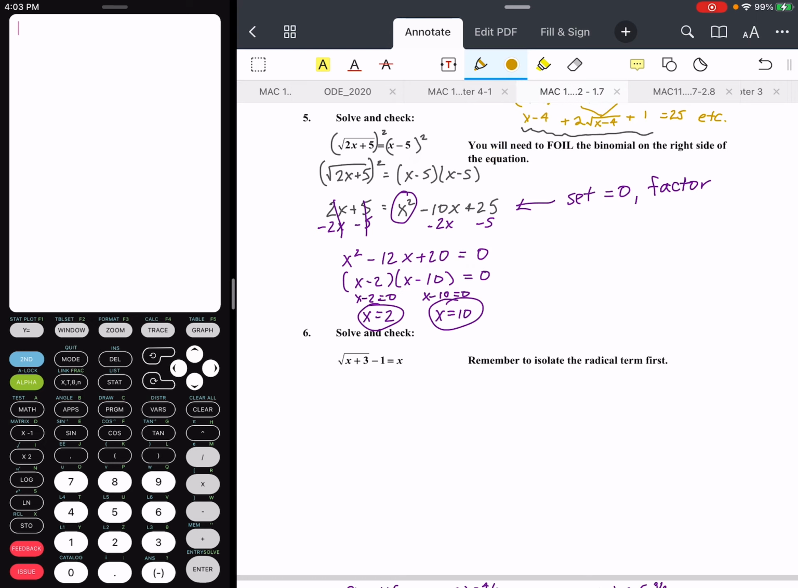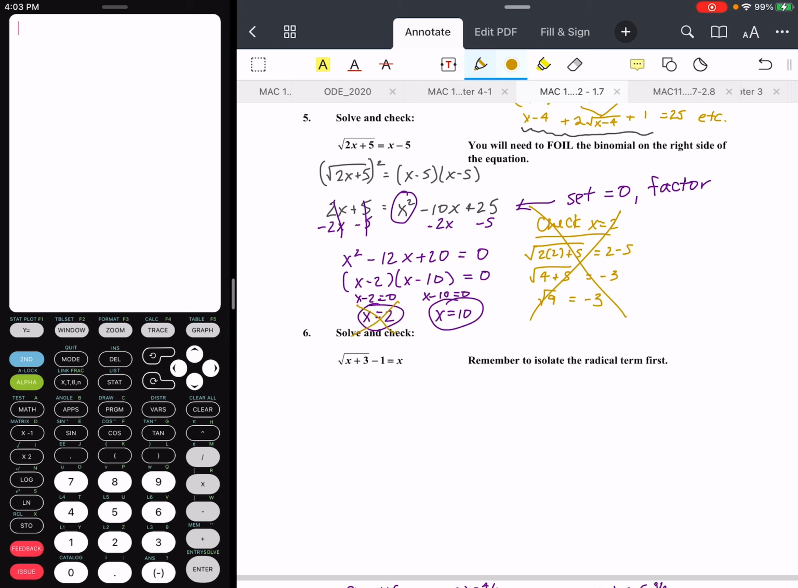So first, I'll check x equals 2. And remember that we're doing this check on our original equation, so before we squared anything, before we made any changes to it. So checking x equals 2, I have the square root of 2 times 2 plus 5, which should equal 2 minus 5. This is the square root of 4 plus 5, which should equal negative 3. And then we get to the step where it says square root of 9 equals negative 3. So at that point, we know we have a dud, right? Because square root of 9 should equal positive 3, not negative 3. So we have to kick out x equals 2.